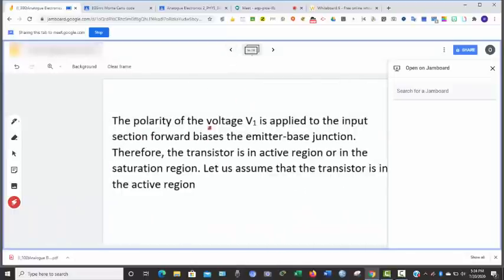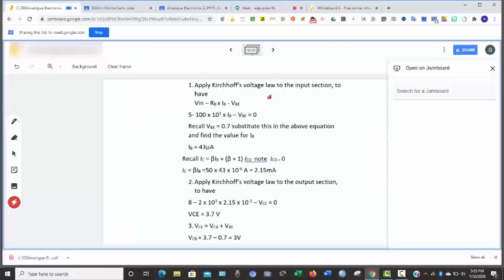So it said the polarity of the voltage V1 is applied to the input section followed by the emitter base junction. Therefore, the transistor is in the active region or in the saturation region. Let's assume that the transistor is in the active region. If it is in the active region, then it means it is working. Then apply Kirchhoff's voltage law to the input section. V in will be equal to RB times IB plus VBE, and if you are using Kirchhoff's law, all these will be equal to 0. So with that, I can get what is my VB.